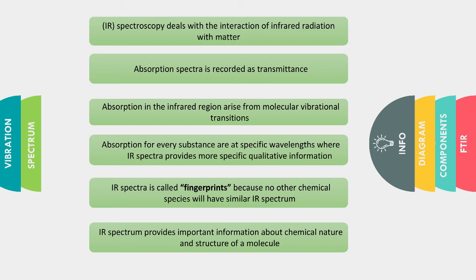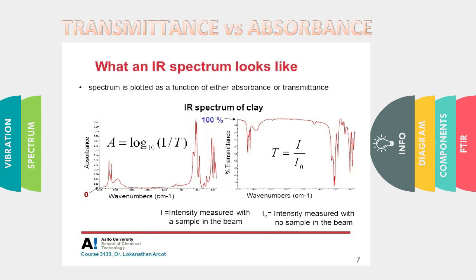For better understanding, IR spectroscopy deals with the interaction of infrared radiation with matter. Absorption spectra are recorded as transmittance. Absorption in the infrared region arises from molecular vibrational transitions, and for every substance at a specific wavelength, IR spectra provide more specific qualitative information. IR spectra are called fingerprints because no other chemical species will have a similar IR spectrum. It also provides important information about the chemical nature and structure of a molecule.